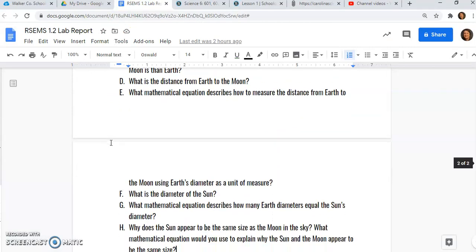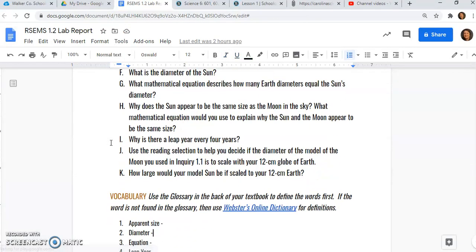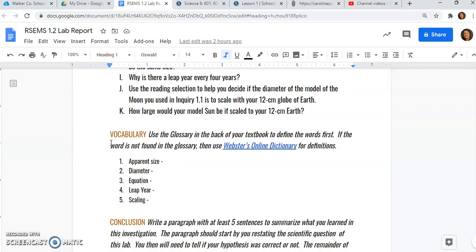Okay, let's scroll on down in our lab report. After the questions, again, you have a few vocabulary words. Again, remember, like I said on the last lab, you use the glossary in the back of your textbook to define the words first. But if the word happens to not be found in the glossary, then use the Webster's Online Dictionary for definitions. And again, remember to use the definitions for the words that are most appropriate for how we're using them in science class at this point.